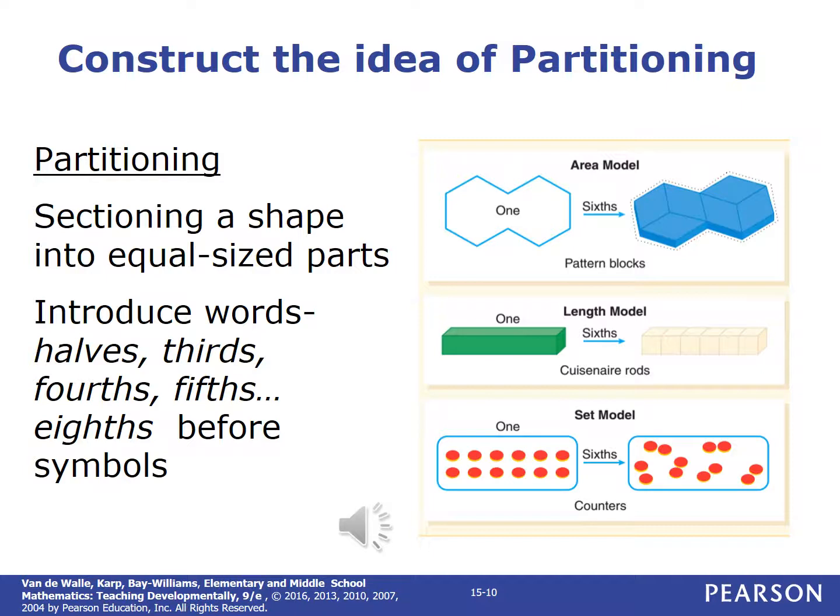For instance, in the area model, we see that we're separating those 2 hexagons into equal-sized parallelograms. And the length model, we're taking the whole long rectangular solid, and we're chopping that into equal cubes. And then the set model is divided into sets of 2s. But interestingly enough, in all of those models, we are breaking them up into 6ths.